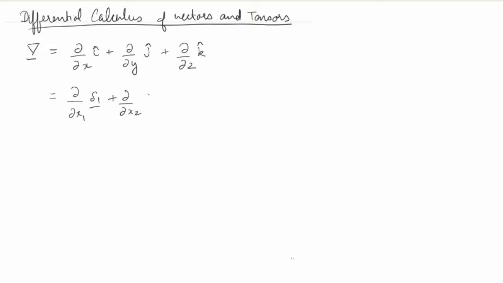Hello everyone. In this tutorial we will talk about differential calculus of vectors and tensors. In differential calculus, this delta term, which is a vector, is ∂/∂x i, ∂/∂y j plus ∂/∂z k. Writing this term is equivalent to ∂/∂x1 δ1, ∂/∂x2 δ2, ∂/∂x3 δ3, which can be written as the sum with i going from 1 to 3, ∂/∂xi δi.